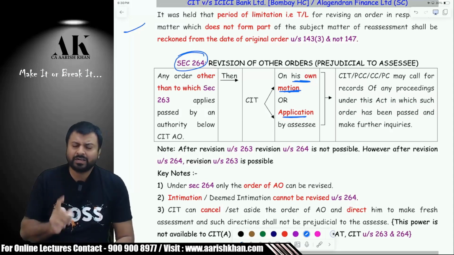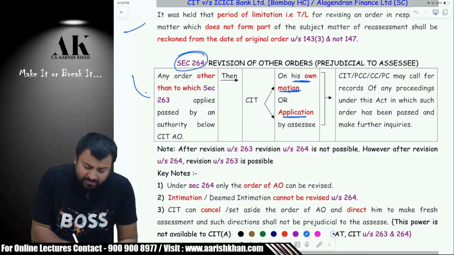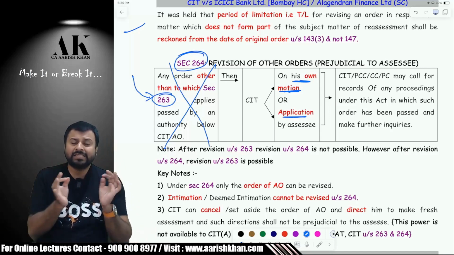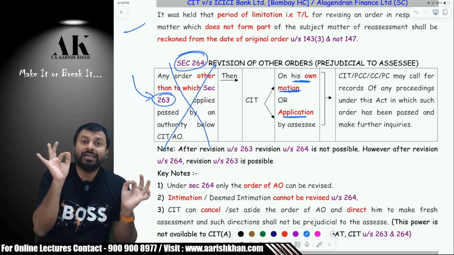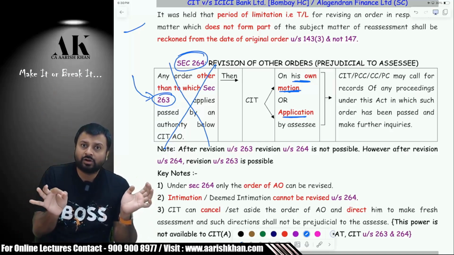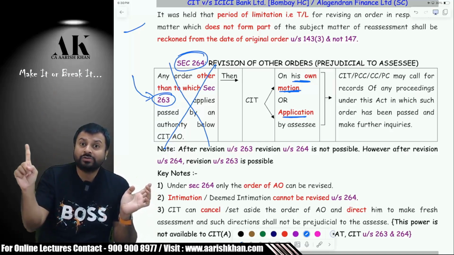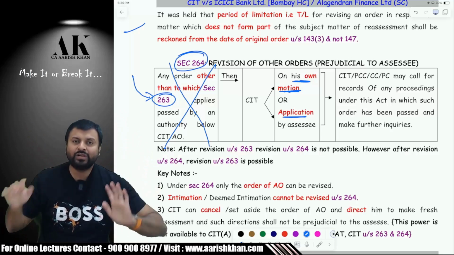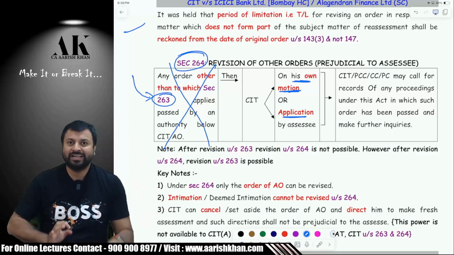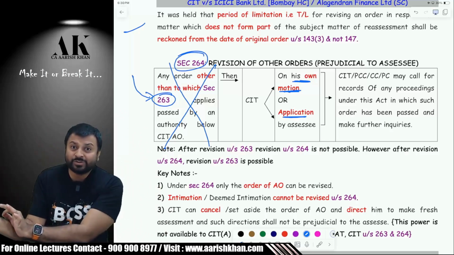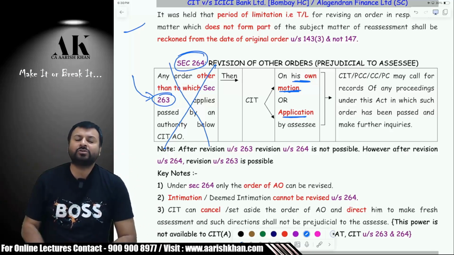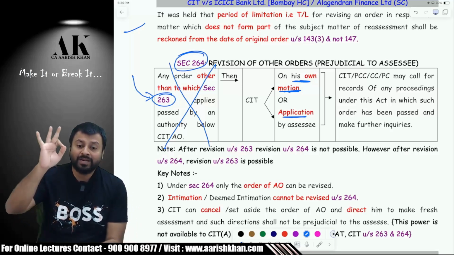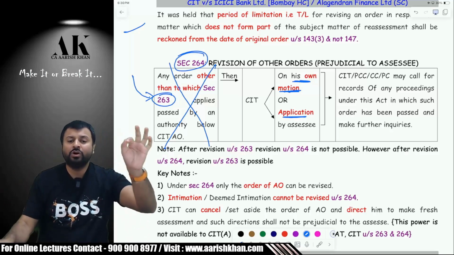But there is one important condition over here. Any order which has already gone in section 263, 264 cannot apply to that. It means once you have done 263 on any matter, if there are 10 matters in your order and even if one matter has gone in 263, the remaining 9 matters also cannot come in 264. This is called the doctrine of complete merger. It means one item has gone into 263, the remaining 9 items also cannot come into 264. This concept is called what? Doctrine of complete merger. I hope it is clear to all of you.